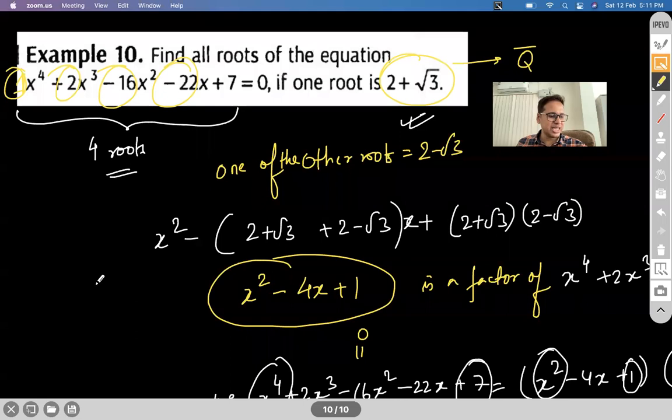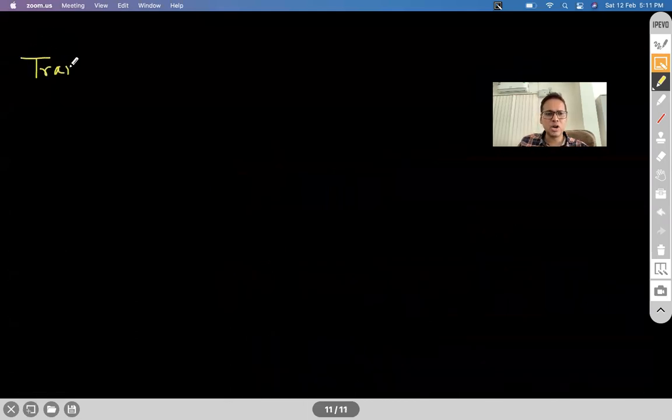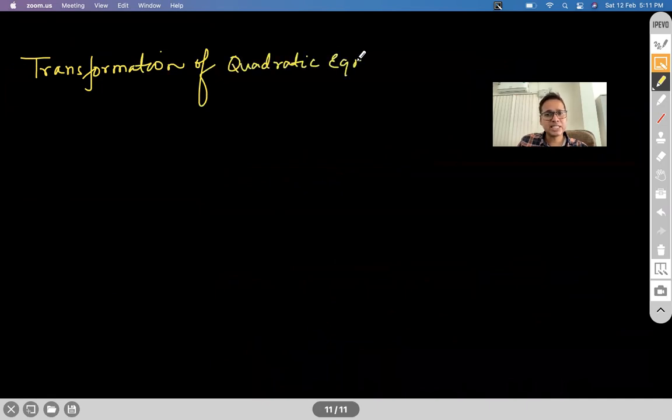Okay. So with this, we are going to a very interesting concept called transformation of quadratic equations. By the way, this concept is going to be true for any polynomial equation. Many times it works for all types of equations. So what is this concept of transformation of quadratic equation? Let me give you a brief introduction to this through an example. A very simple example I'll give you.